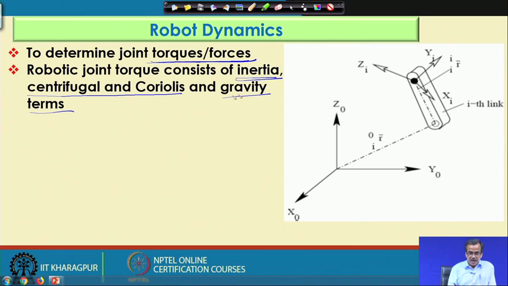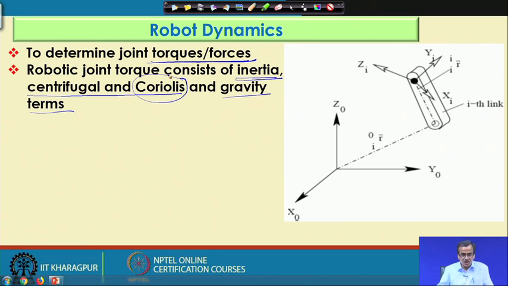terms. So, the gravity term depends on the acceleration due to gravity, the inertia term depends on the mass distribution of the robotic link, and that is expressed in terms of the moment of inertia matrix. And centrifugal force, all of you know the concept, and there is another thing that is called the Coriolis component or the Coriolis force. Now, this Coriolis force actually requires some explanation.